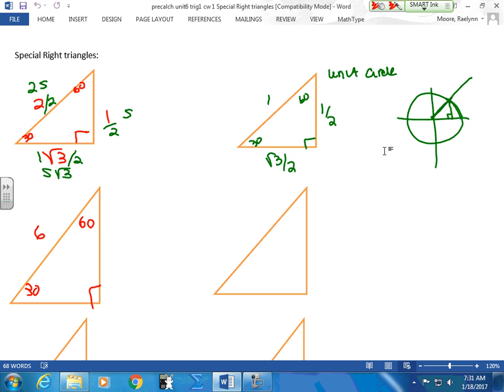If this was a 6, can you label the rest of this triangle now? So put the ones you know. You know this is 1, 2, radical 3. So now, from 2 to 6, what did I multiply by? 3. So multiply this guy by 3. Multiply this guy by 3.